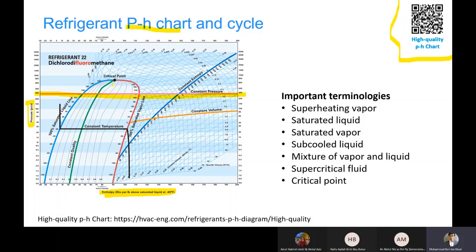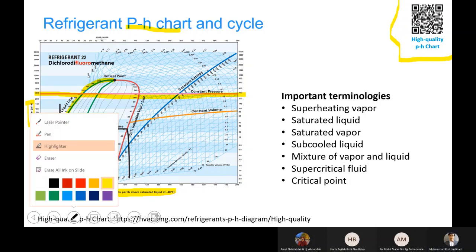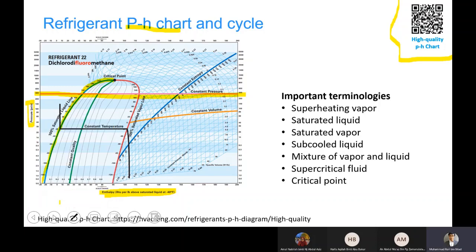Okay, and then you have, so where's the, it's not very clear. Okay, you have a different zone here. This line is called saturated liquid. Any zone on the left side, we call it subcooled.